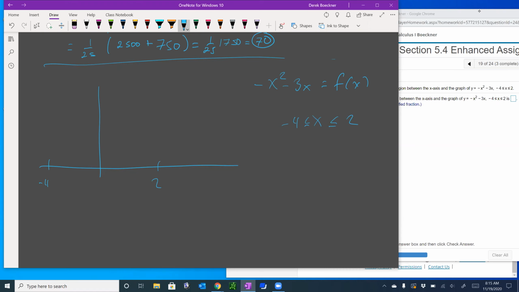Okay, so let's factor this and see where the roots are. It looks like there's going to be a root at 0, and there's going to be a root at -3, because this thing factors as negative x plus 3 times x. We good with that? Okay. And so this is upside down.